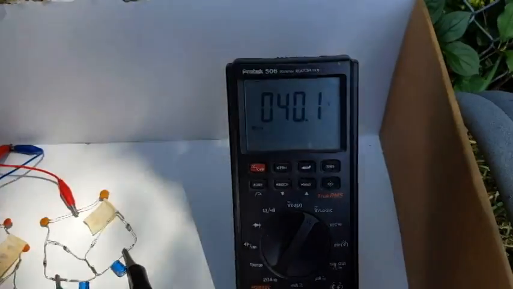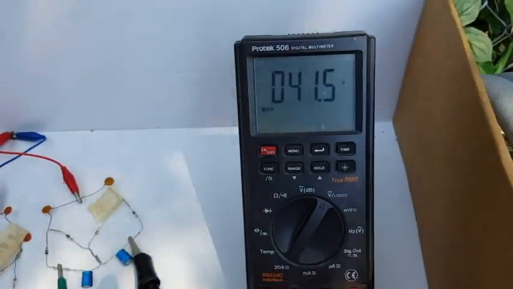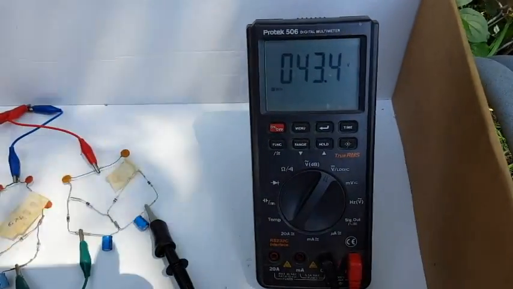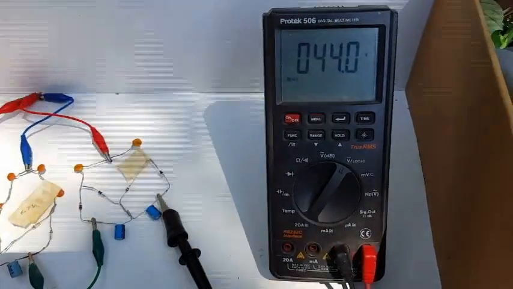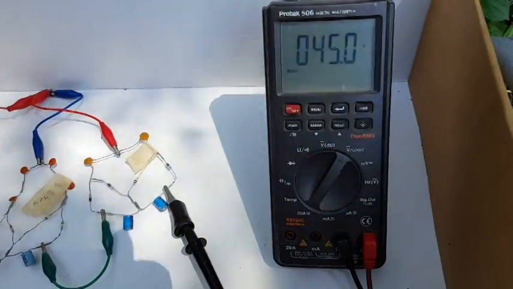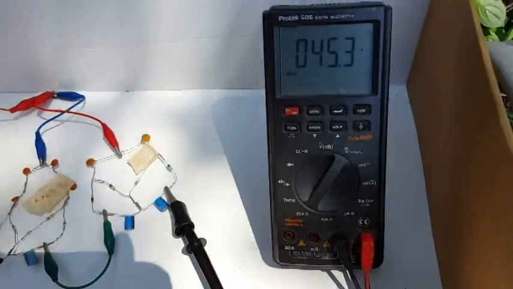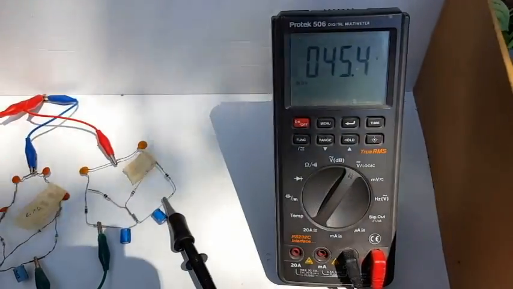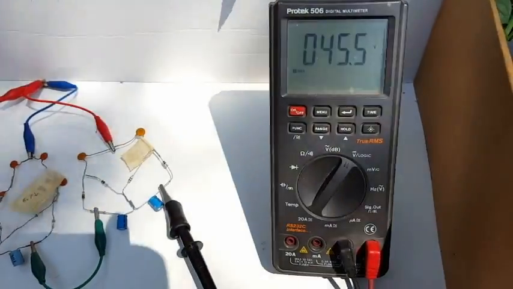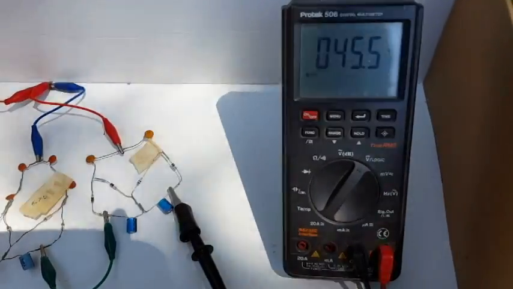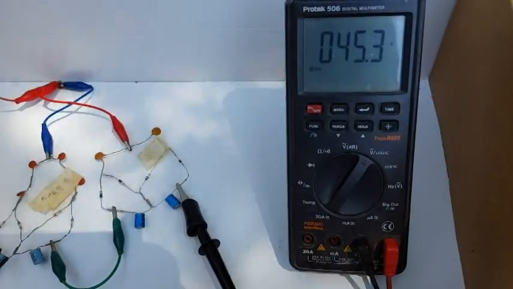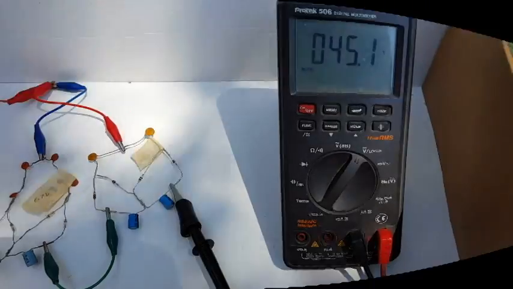Bam, 39, 40, 41, 42, 43, 44, 45 and a half. There it goes, starting to fall back down. All right, that's about it.